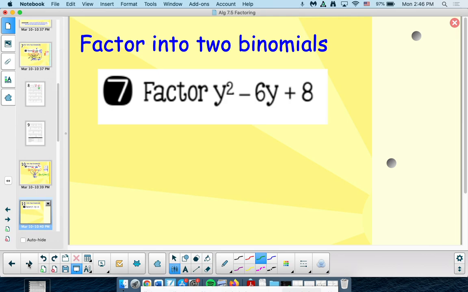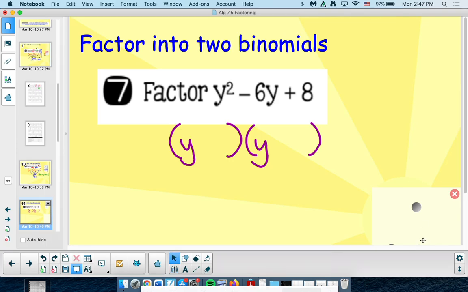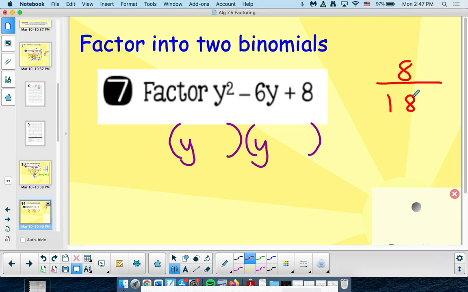Okay, let's try another one. Again, put those parentheses back in, folks. A y and a y. Now we have to look at our sheet. And I picked the wrong number. We need 8. So I'll list these off real quick. So for 8, we can either have 1 and 8 or 2 and 4. That's the only way to get to 8.